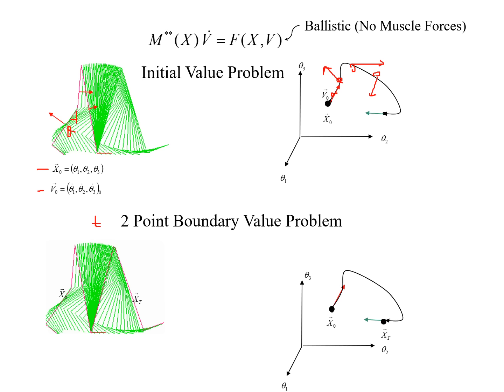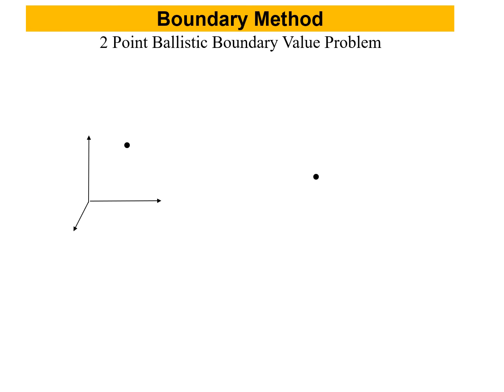That's the difference between the two of them. We like to work with the boundary value problem because it's going to help us assess the muscle activity. If you have an initial configuration and a final configuration, we call this a 2-point ballistic boundary value problem. Why ballistic? Because of the sudden change in velocity. It's just like something is hitting the object.